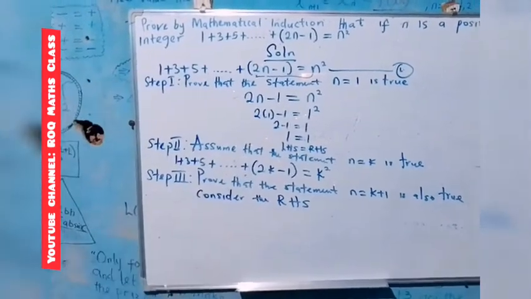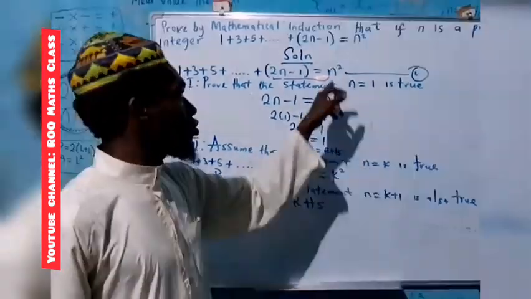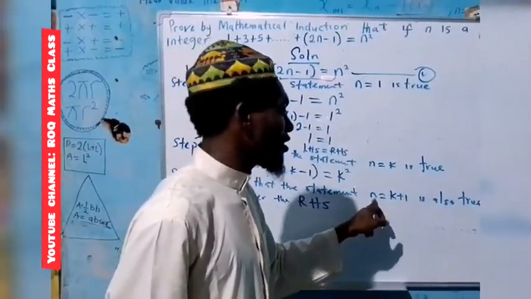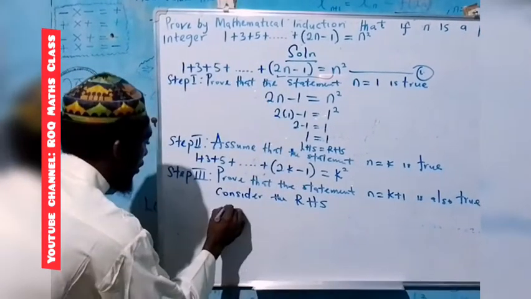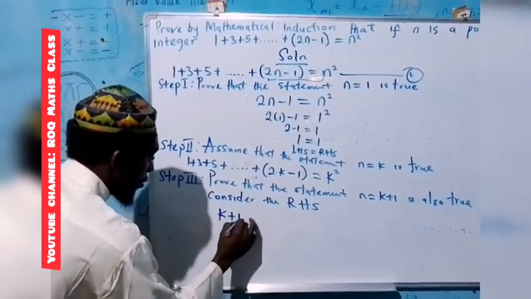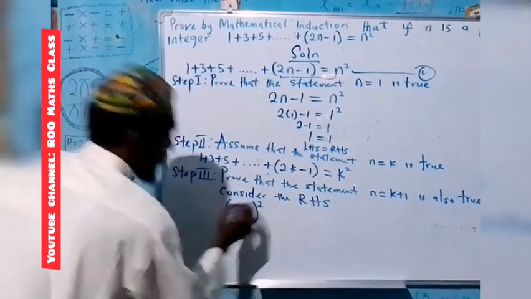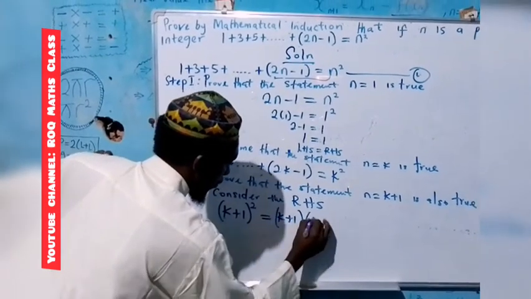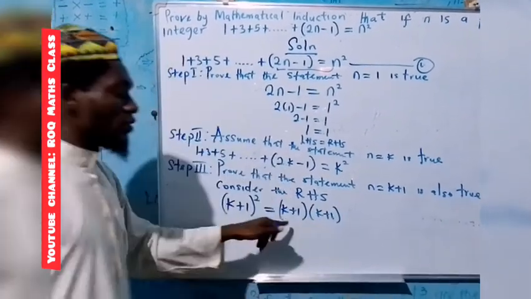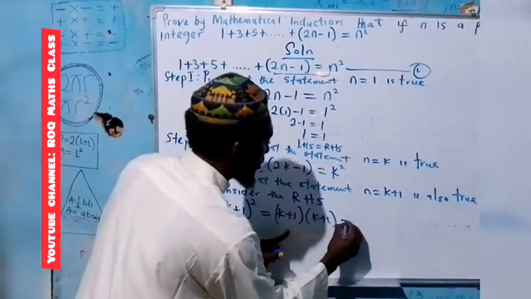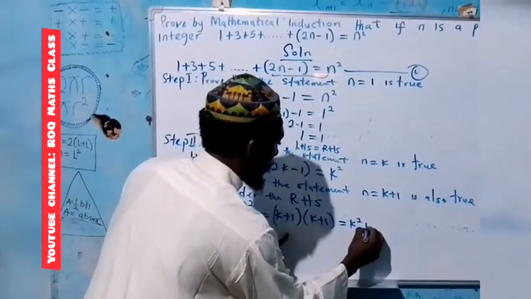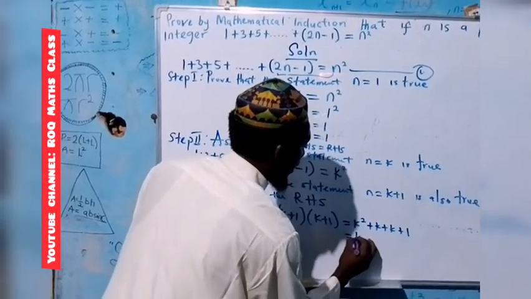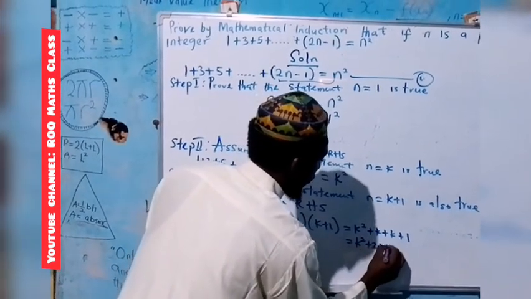What is the right hand side of the equation? It is n squared. Now instead of writing n squared, I'm going to have k plus 1, because my n is now k plus 1. So I have k plus 1 squared, the same thing as k plus 1 times k plus 1. If I expand this, I'm going to have k times this, which is k squared plus k, plus 1, which is the same thing as k squared plus 2k plus 1.